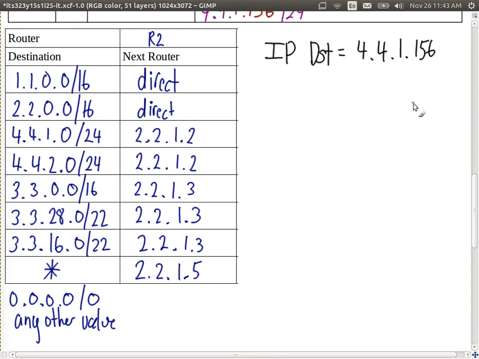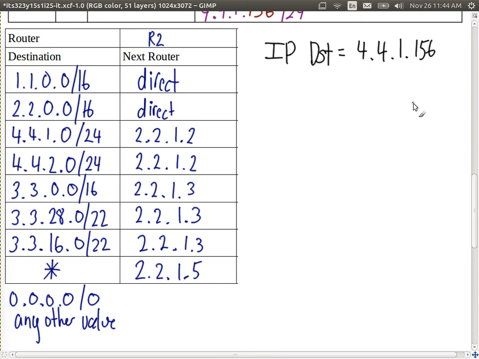Find, does this IP address fit on this subnet? No, it's not on the subnet 1.1.0.0 or 2.2.0.0. It's on the subnet 4.4.1. Now, there are some exceptions. Sometimes we may have more than one match. In that case, we choose the match which has the most number of bits that match, the longest prefix. But I think we'll not see that.